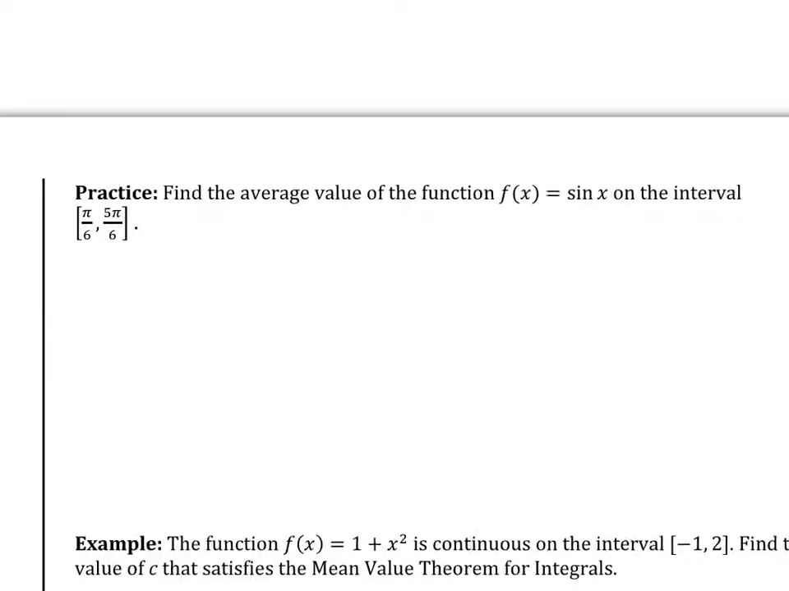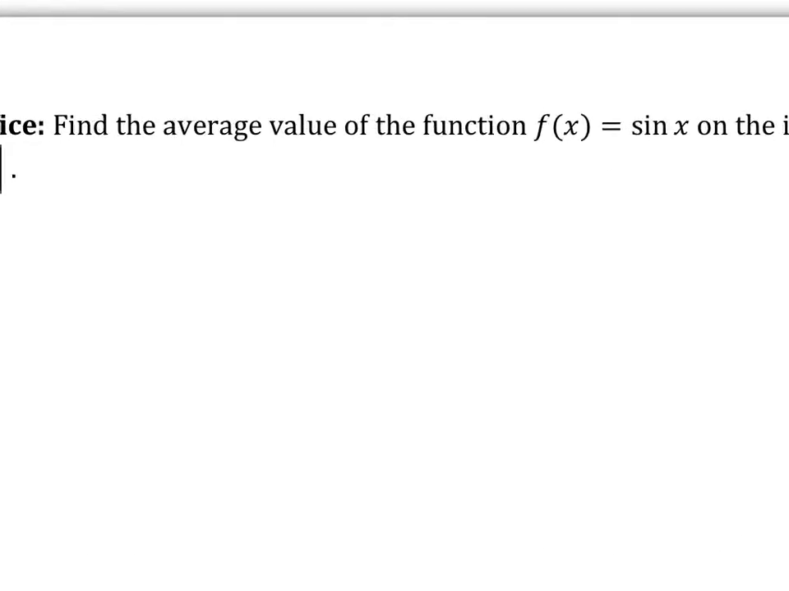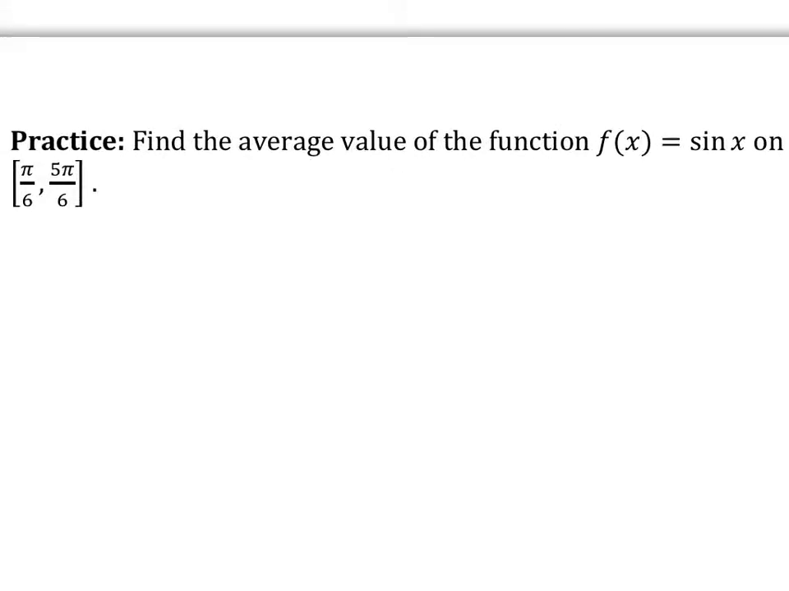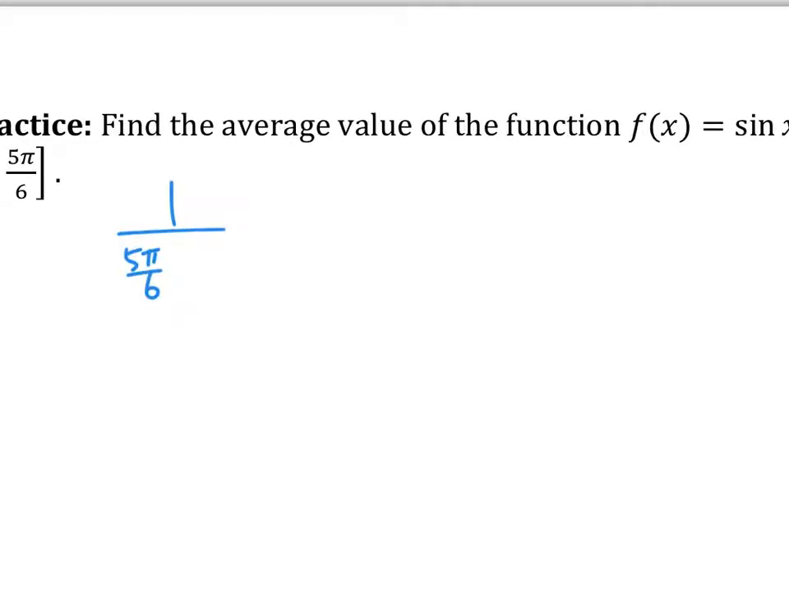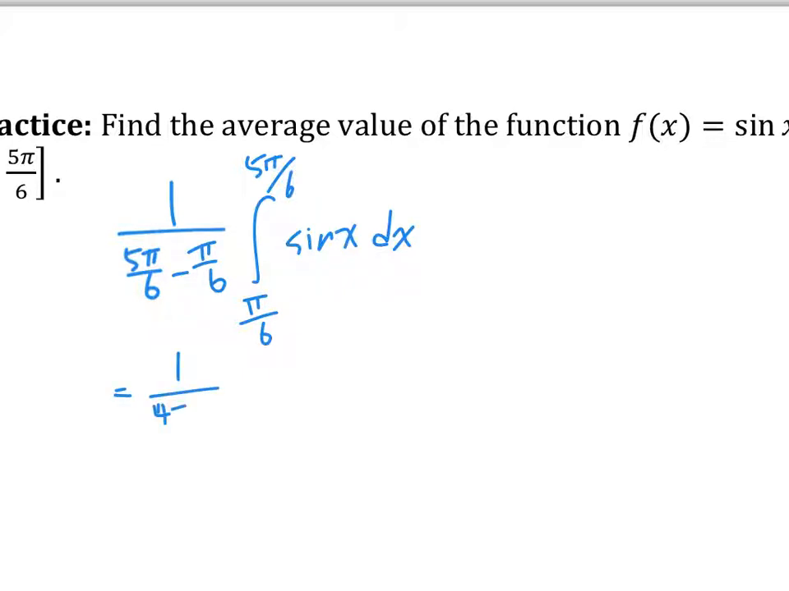Okay, so do it by hand. Find the average value of sine x on the interval pi over 6 to 5 pi over 6. So the average value is 1 over 5 pi over 6 minus pi over 6, times the integral from pi over 6 to 5 pi over 6 of sine x dx. Okay, so this is going to be 1 over 4 pi over 6, and then this is negative cosine evaluated from pi over 6 to 5 pi over 6.